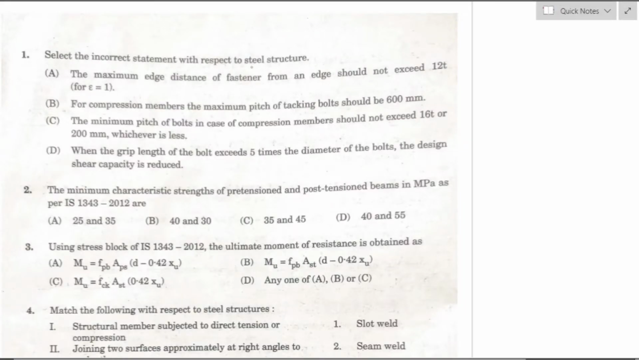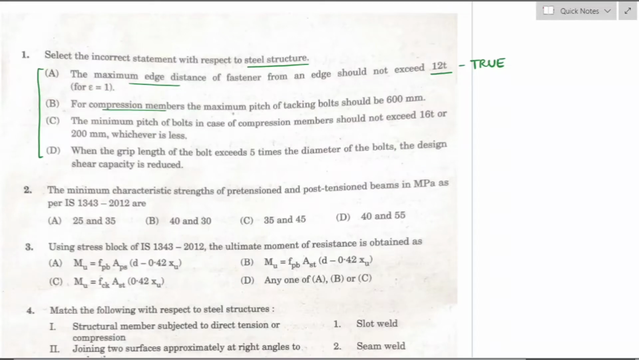Question number 1. Select the incorrect statement with respect to steel structure. So these are the statements regarding the steel structure. Option A. The maximum edge distance of fastener from an edge should not exceed 12 times of thickness of plate for epsilon is equal to 1. So option A is the true statement.